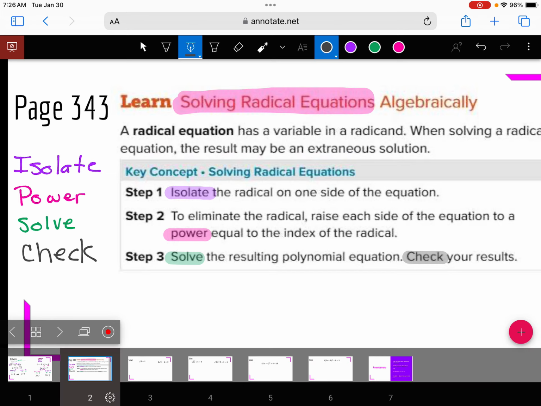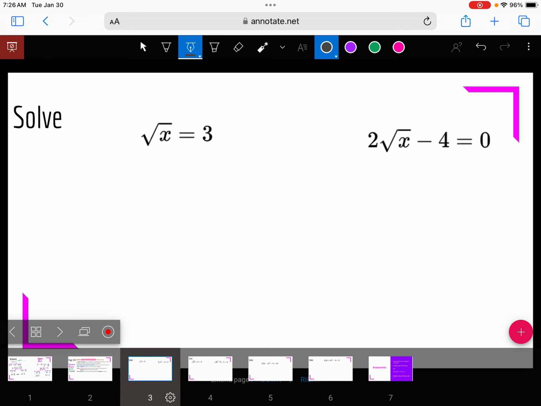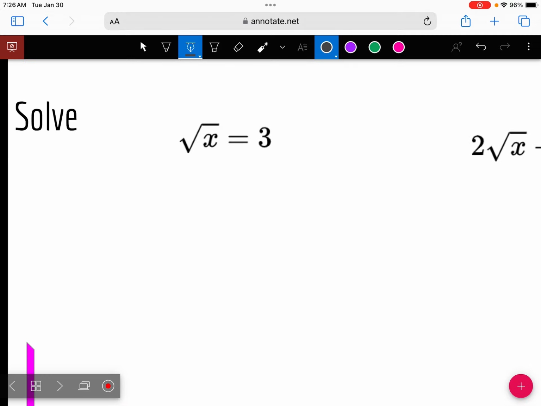Okay, so we're going to start with a couple of simple ones. I'm going to write our little thing up here. We have our isolate, power, solve, check. So our first one, we've got the square root of x is 3. My square root is already isolated.